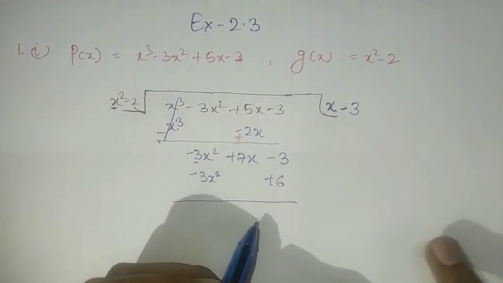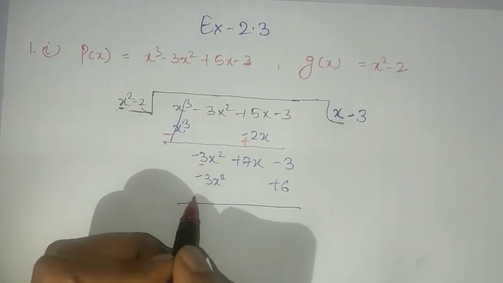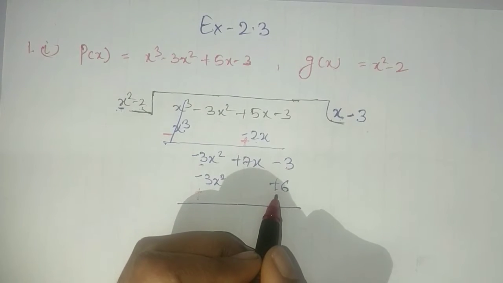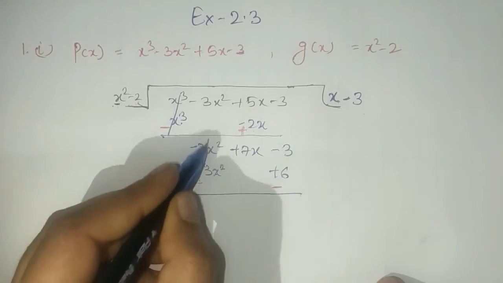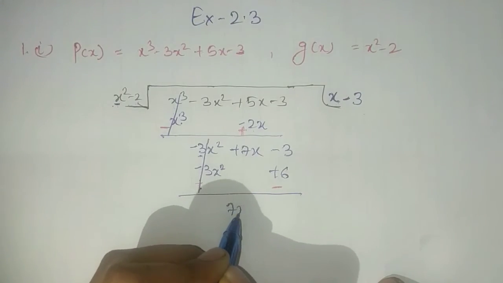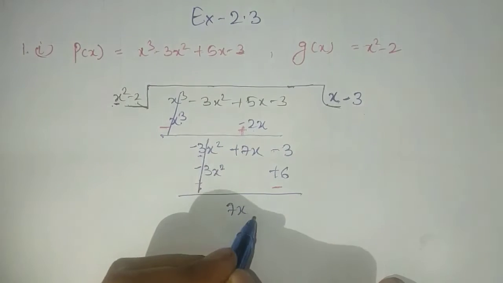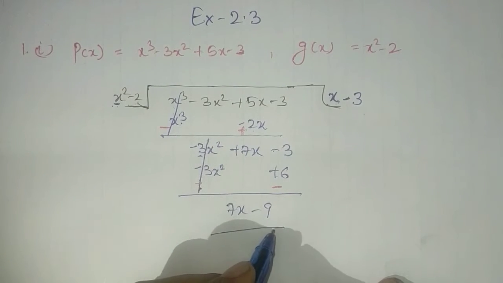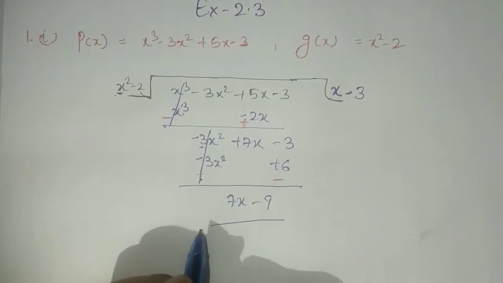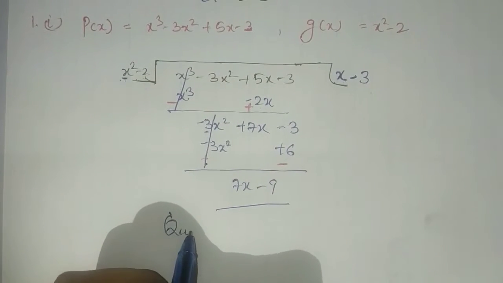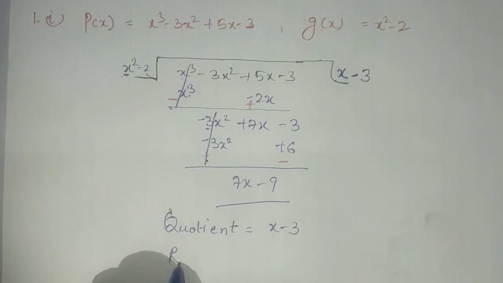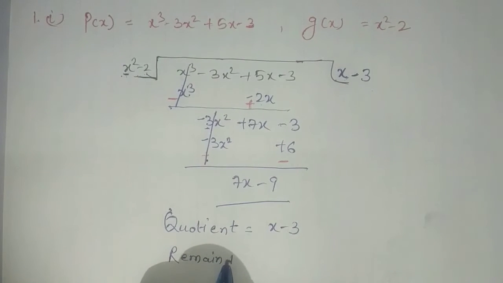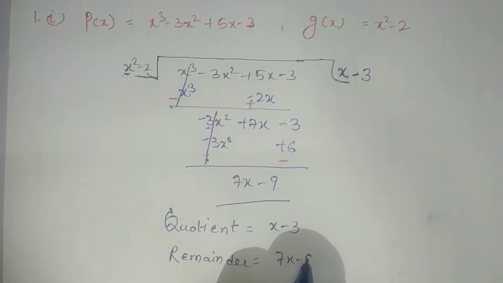Again subtract them by changing the sign. Here we have minus 3x, that becomes positive. Here we have plus 6, that becomes negative. Then subtract them, they will cancel each other. Plus 7x comes as it is. Minus 3 minus 6 becomes minus 9. This is the remainder. So at last we have quotient is equals to x minus 3 and remainder as 7x minus 9. This is the division of two polynomials.